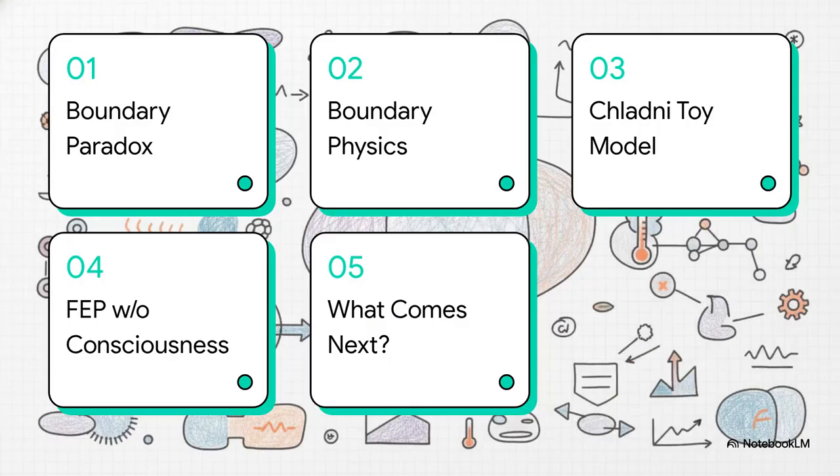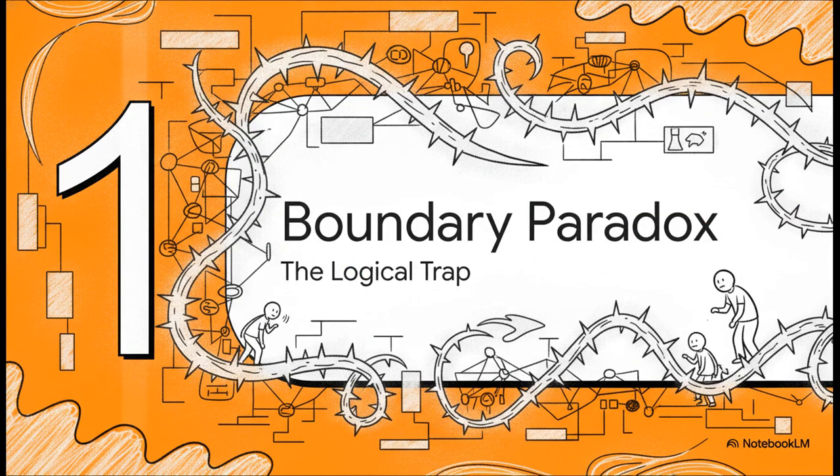Here's our roadmap to crack this mystery today. We'll start with the boundary paradox, then move into the physics of boundary formation. After that, we'll look at a really cool visualization called the Chladni toy model, discuss FEP without consciousness, and finally look at what comes next. Let's kick things off with part one, the boundary paradox.